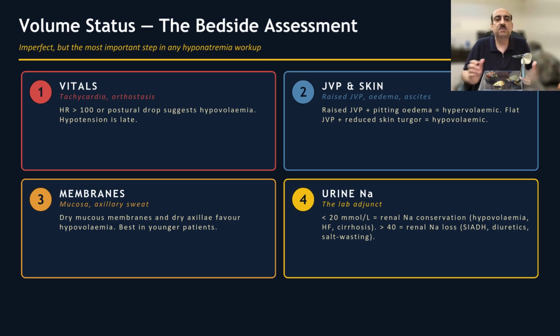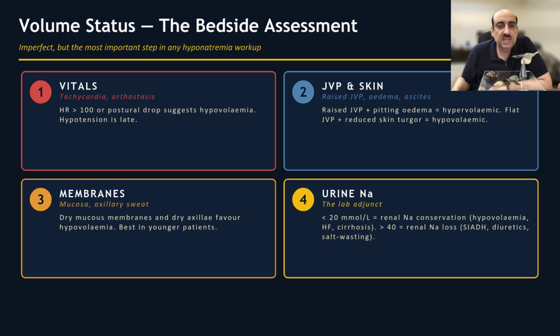Volume status assessment is a crucial clinical skill for any physician or trainee. And there are four pillars. Vital signs: postural hypotension and tachycardia are key features indicating hypovolemia. Frank hypotension can be a very late sign in a decompensated phase of hypovolemia. JVP and skin: raised JVP with peripheral edema can indicate volume overload, while collapsed or flat JVP with reduced skin turgor can indicate hypovolemia.